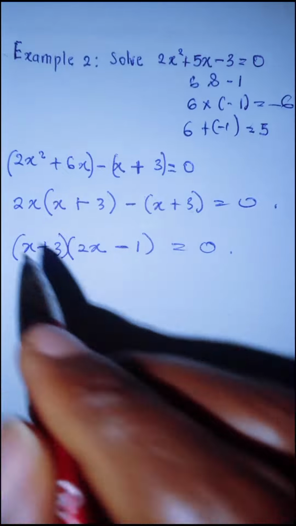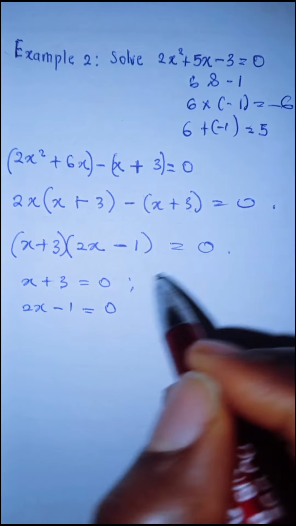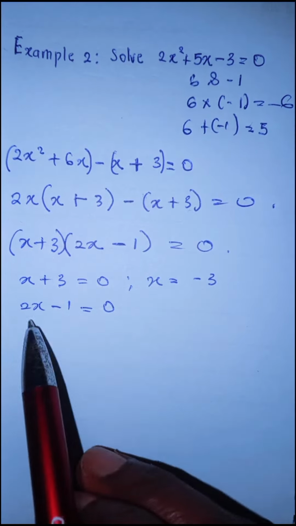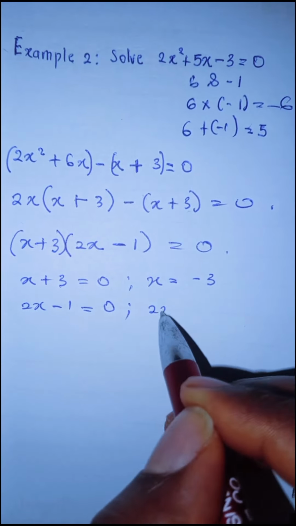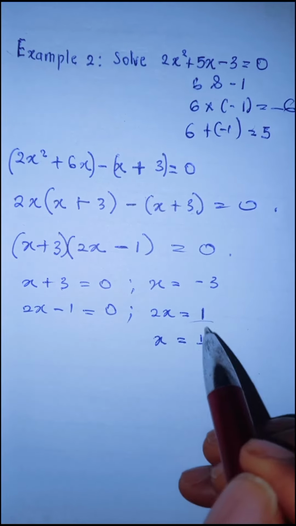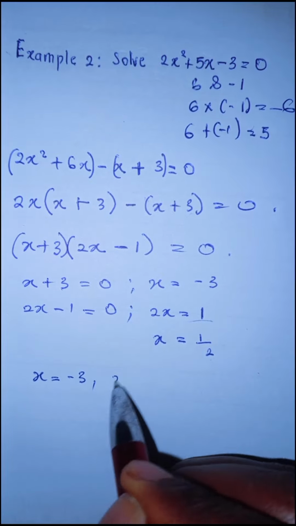So the next thing to do is equate them. So x plus 3 is equal to 0, and 2x minus 1 is equal to 0. So in this case here, x is equal to minus 3, because when plus 3 moves to the other side, it becomes negative 3. And 2x minus 1, you're going to have 2x is equal to 1. So that x will be equal to half. That's when you divide both sides by 2. So the roots of the equation are x is equal to minus 3 and x is equal to half.